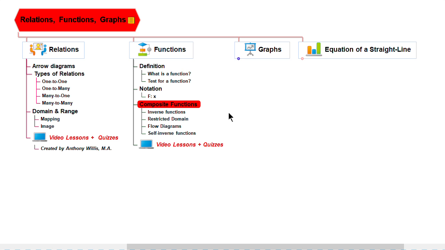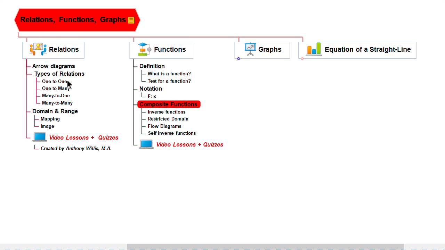In paper 2 of your CXC math exam, the optional section, you'll find problems related to functions, composite functions, inverse functions, restricted domain, flow diagrams, self-inverse functions, and so on. All these key concepts and ideas are explained step by step in videos. Videos of varying lengths from 4 to 5 minutes long. So they're not long, they fall within your attention span. And then you'll have the opportunity to check your knowledge through the interactive quizzes that give you your instant score and feedback.